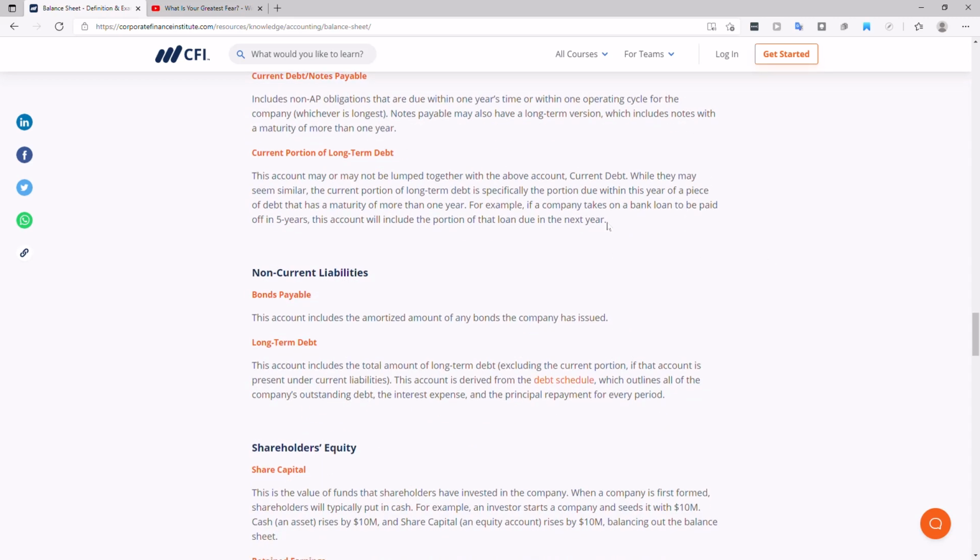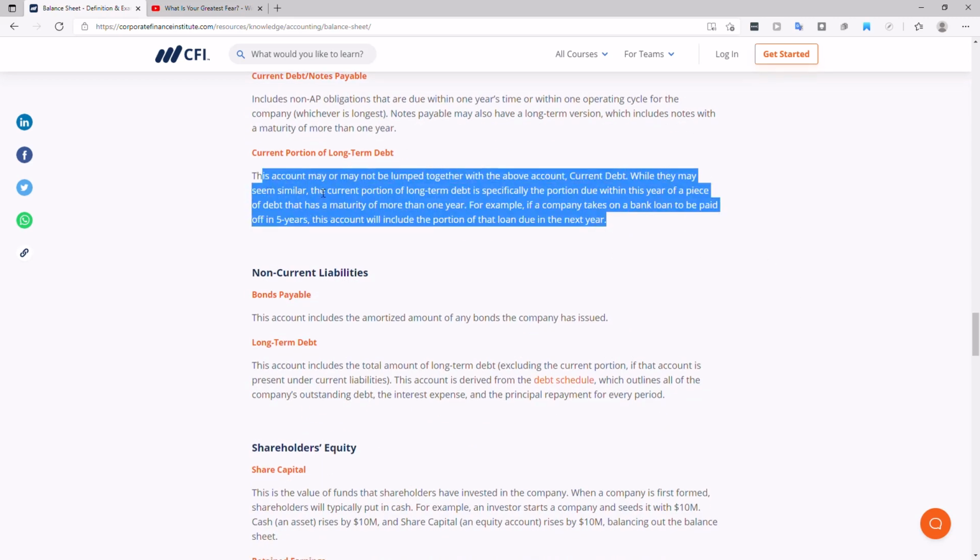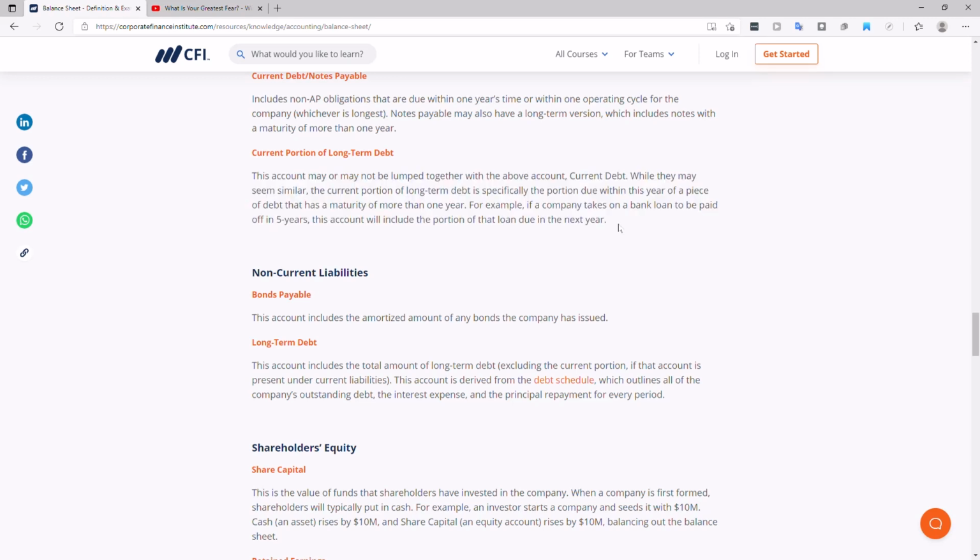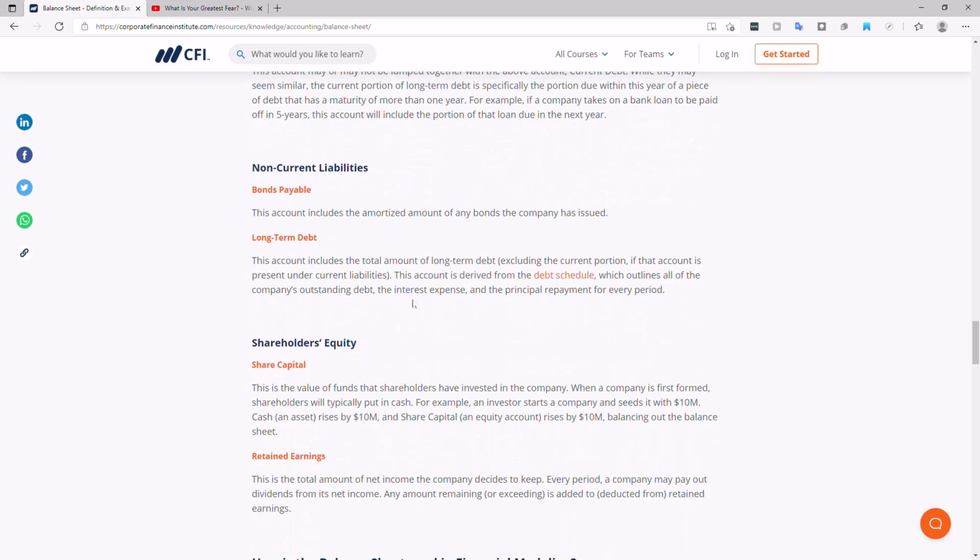And then of course long-term debt eventually turns into current debt, and some portion of the long-term debt needs to be paid currently, so they need to also cover that, otherwise there are going to be consequences. Non-current debt is long-term debt that is due in more than 1 year, so it includes bonds payable and long-term debt. The bonds payable account includes the amortized amount of any debt the company has issued. Long-term debt accounts for the total amount of long-term debt the company has.